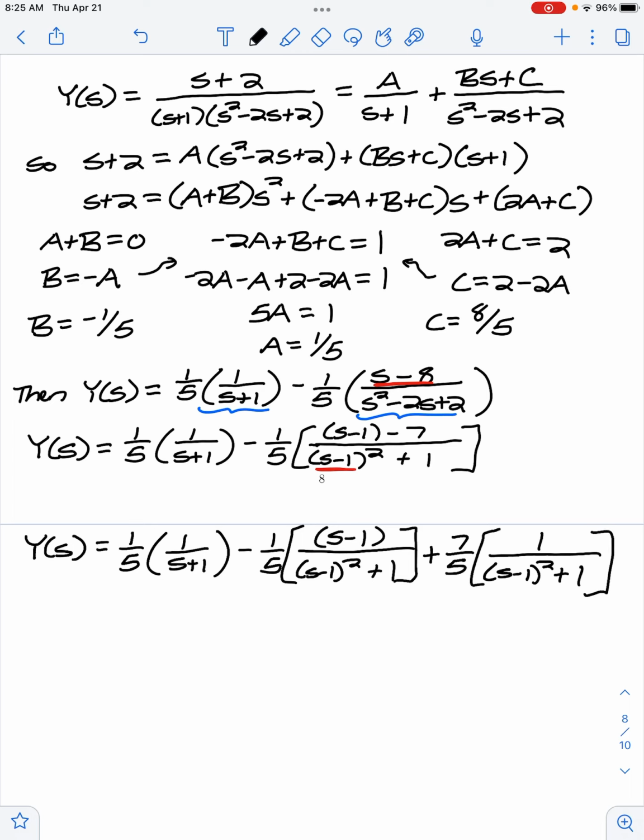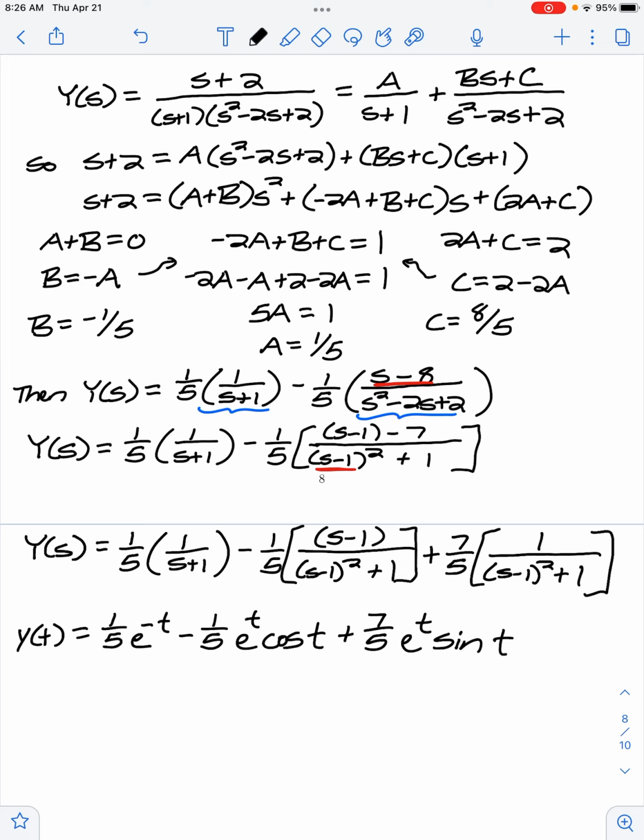And so finally, I have something that I can find my inverse transform of directly from the properties in my Laplace table. So here, my solution, little y, which would be the inverse transform of capital Y, is 1/5 of e to the negative t minus 1/5 of e to the positive t times cosine of 1t plus 7/5 times e to the 1t times sine of 1t.